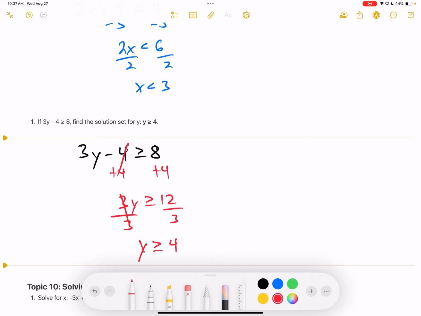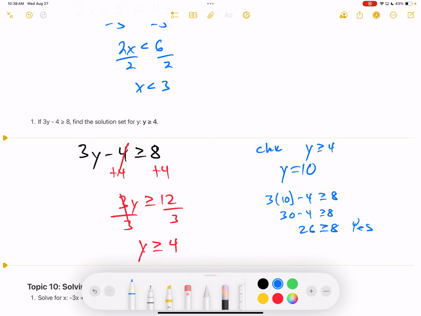And we talked about plugging in the solution last time, by the way. What this means is you could plug in any number you wanted that's greater than or equal to 4, and it would work. Y is greater than or equal to 4. So if I plugged in y equals 10, that's greater than 4, right? 3 times 10 minus 4 is greater than or equal to 8. So that's 30 minus 4 greater than or equal to 8. Is 26 greater than or equal to 8? Yeah, 26 is bigger than 8. So any number that I pick that is greater than or equal to 4 will work. That's why it's called a solution set, because any number I pick that's greater than or equal to 4 will work and come out true.